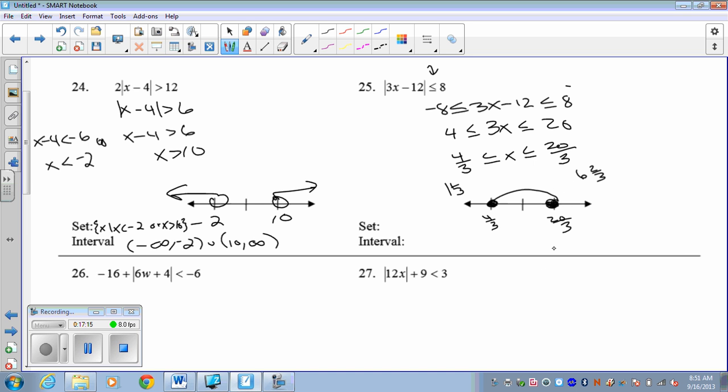So in set notation, x such that x is in between 4/3 and 20/3. Interval notation, it includes those endpoints, so I need closed brackets. There's the start, and there's the end. That's it.